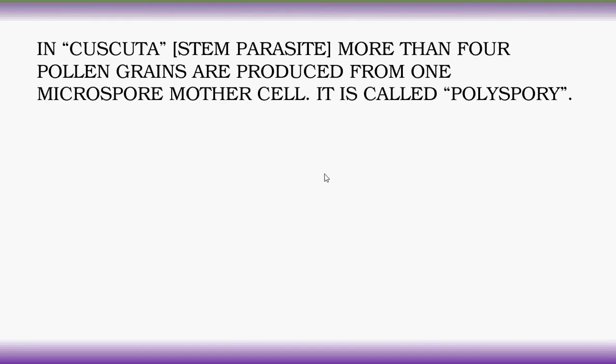In Cuscuta, it is a stem parasite. More than 4 pollen grains are produced from one microspore mother cell. This condition is called polyspory. That means the unusual feature polyspory we can observe in Cuscuta.